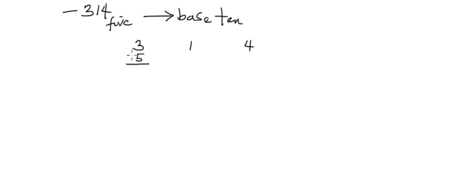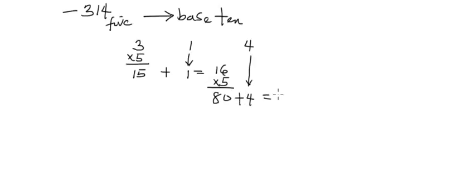So 3 times 5 gives me 15. Whatever I get, I add the next number, and that is a 1. Then 15 plus 1 gives me 16. I multiply by 5 again. 16 times 5 gives me 80. Finally, I add the last number, 4, and that is 84.